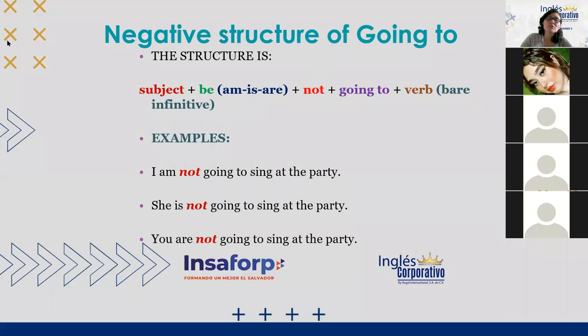Okay, there you have. It's going to be subject. Lo mismo, ¿verdad? Verb be: am, is, and are, pero en este caso, pues, negativo. That's going to... verb infinitive. Ahí tenemos algunos ejemplos. I'm not going to sing at the party. Or she's not going to sing at the party. You're not going to sing at the party.